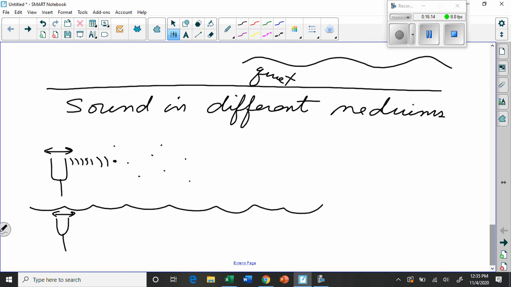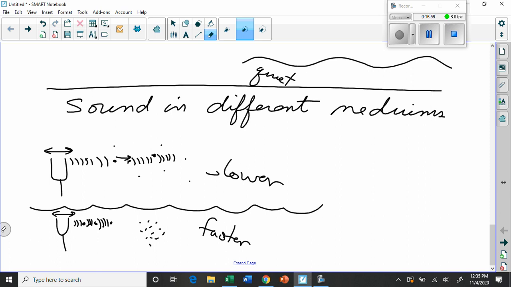If you pushed on an air molecule right here, you'd have to wait for it to go all the way over there to push on the next one and keep the pressure wave going. And then it would push on the next. So that would mean that this wave would be a little slower as it moved because the air molecules are further apart. But down in the water, water is more dense. The molecules are closer together. So if you shake this, it's going to hit a molecule and then very shortly hit another molecule. And so what would happen is the wave compression would be able to transfer itself from molecule to molecule much quicker. So the speed of sound waves is faster underwater than in the air, slower in the air.